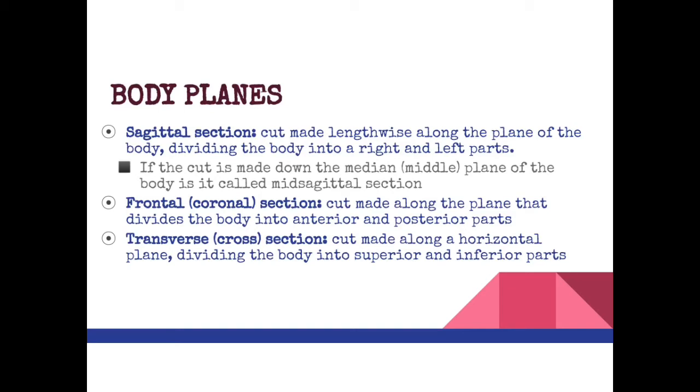mid-sagittal section. A frontal section or a coronal section is a cut made along the plane that divides the body into anterior and posterior parts, so front and back, which makes sense, frontal section, so cutting the body into front and back parts. And then a transverse section or a cross section is a cut made along the horizontal plane of the body, dividing the body into superior and inferior parts. So just cutting across, like the waist would be a transverse section.